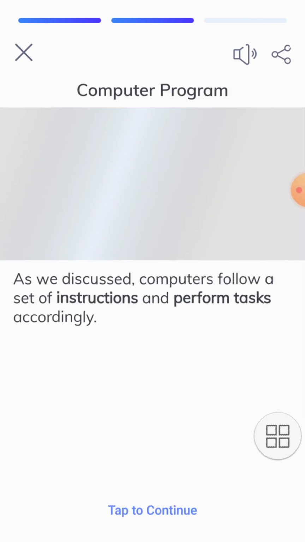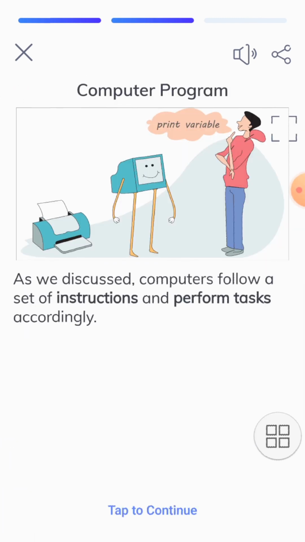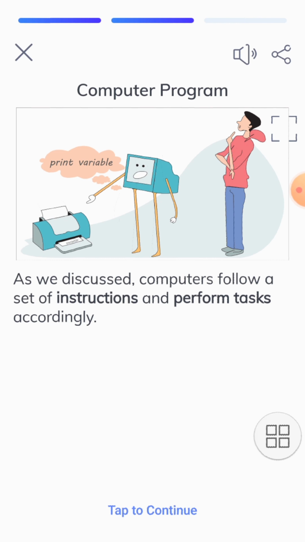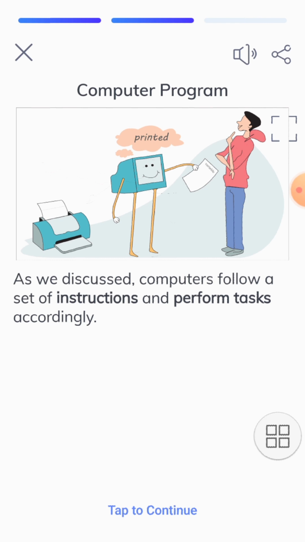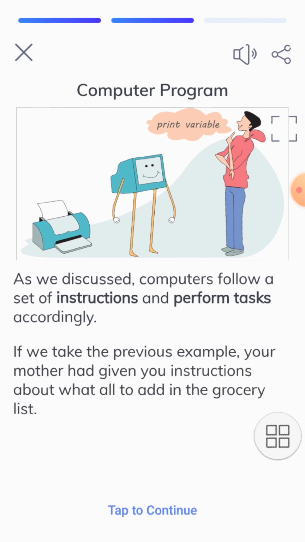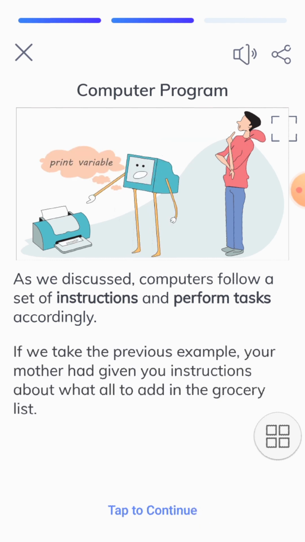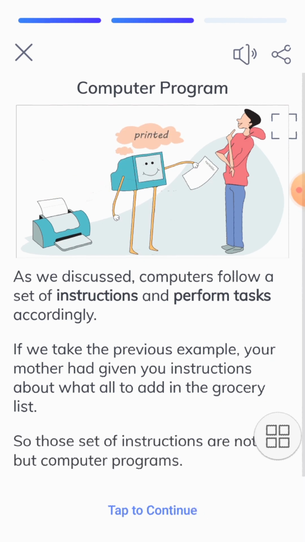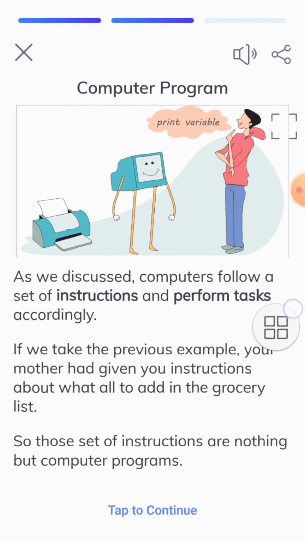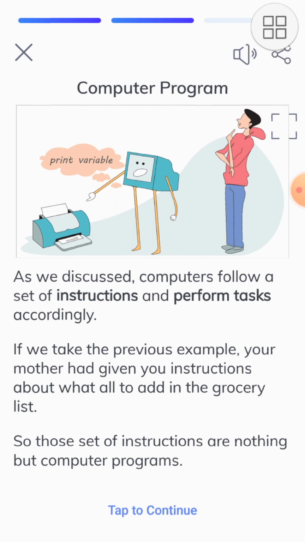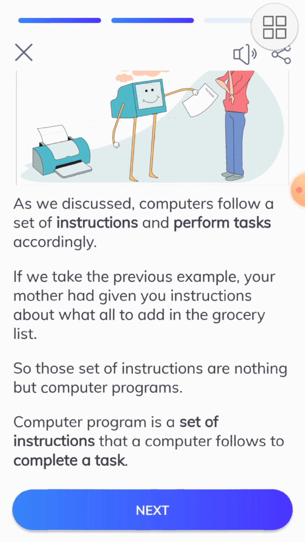As we discussed, computers follow a set of instructions and perform tasks accordingly. If we take the previous example, your mother had given you instructions about what all to add in the grocery list. So those set of instructions are nothing but computer programs. A computer program is a set of instructions that a computer follows to complete a task.